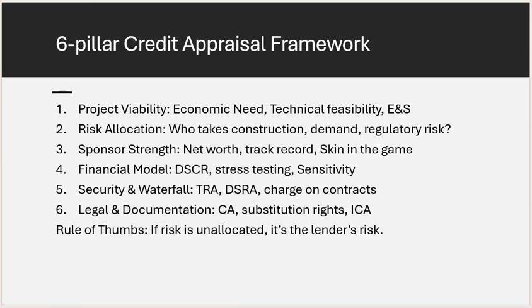First, project viability, where we look at the economic need, technical feasibility, and the environmental and social clearances. Then risk allocation: who takes the construction risk, who takes the demand risk, who takes the regulatory risk. There are different kinds of risks, and we look at who owns and where we allocate each risk. Then sponsor strength: net worth of the sponsor, track record, history of the sponsor, and skin in the game. I will discuss more on skin in the game in the sponsor strength section, guys.